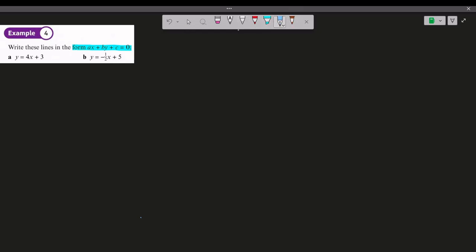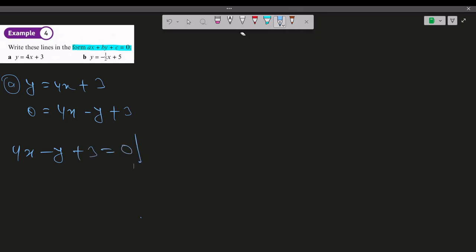Okay. So let us see this way. Part A is y equals 4x plus 3. We will shift everything to the right. It will be 0 equals 4x minus y plus 3. That's it. And we can make the right hand side the left and the left hand side the right. So it will be 4x minus y plus 3 equals 0. And now do we have ax plus by plus c equals 0?